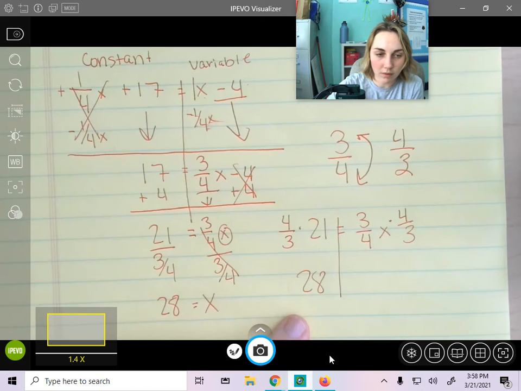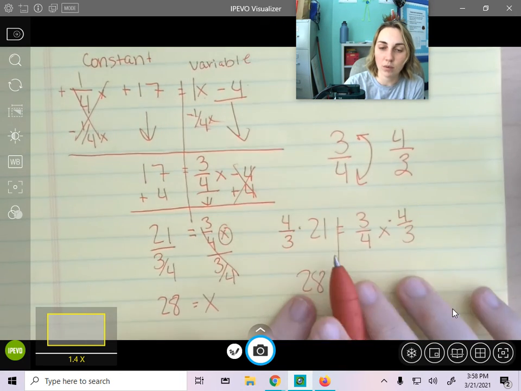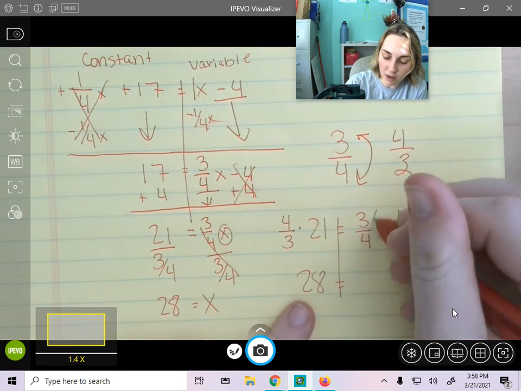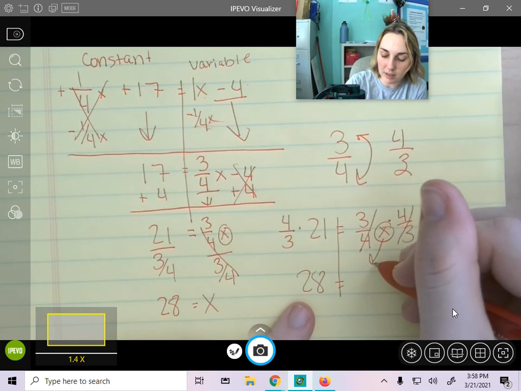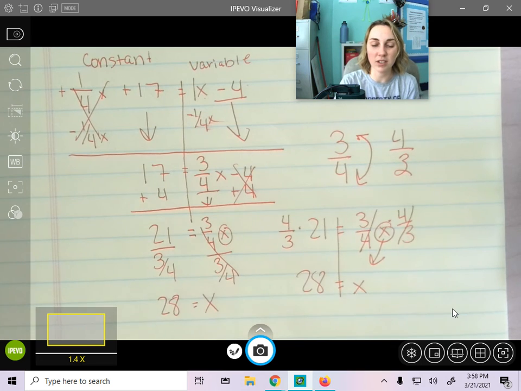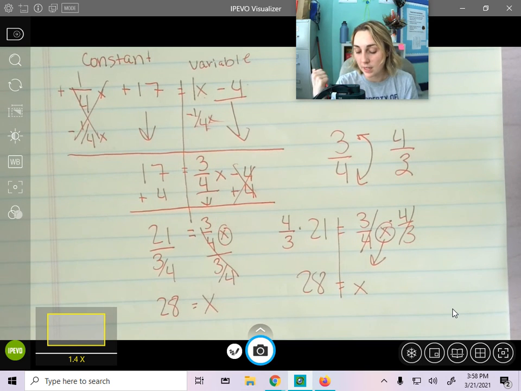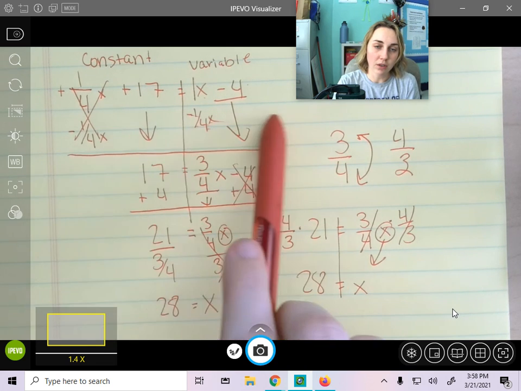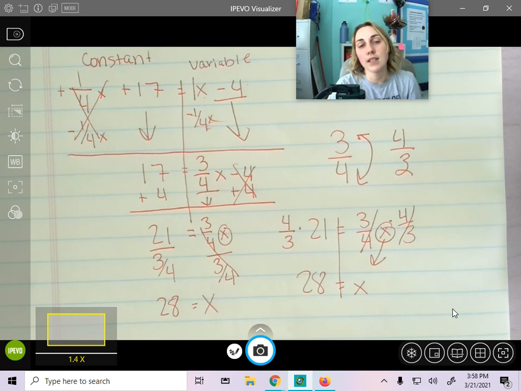21 times the reciprocal, which is 4/3, is going to give us 28 as well. Again, these were opposites, the reciprocals, leaving me with just my x value. So it doesn't matter what way you do it. Regardless, we got to the same answer. It's going to give us 28. But if you wanted to check that, you can plug this x value into the original equation and make sure it works out on both sides to make sure you get the correct answer.